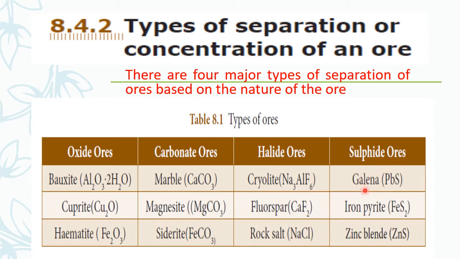The fourth ore is sulfide ore. For galena, formula PbS. Next one, for sulfide ore, iron pyrite. Formula FeS2. Next, zinc blende. Formula ZnS.